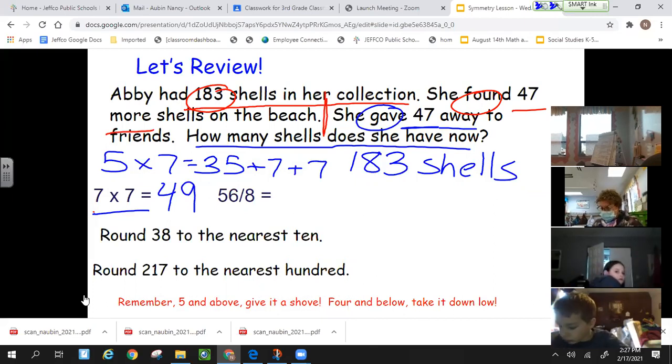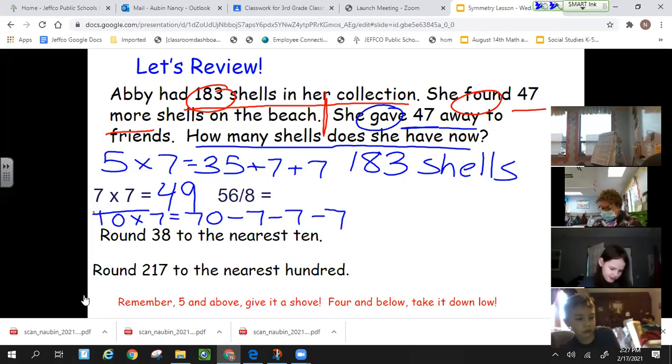I looked on my little multiplication chart on the desk. She used her multiplication chart. Lila Maris, what about you? How I got it is, I know that 10 times 7 is 70, but I knew that was too much because I would have to go 3 more sevens down. So I know that 2 sevens equal 14, and 14 plus 7 equals 21. So I subtracted 21 from 70, which I got 49.